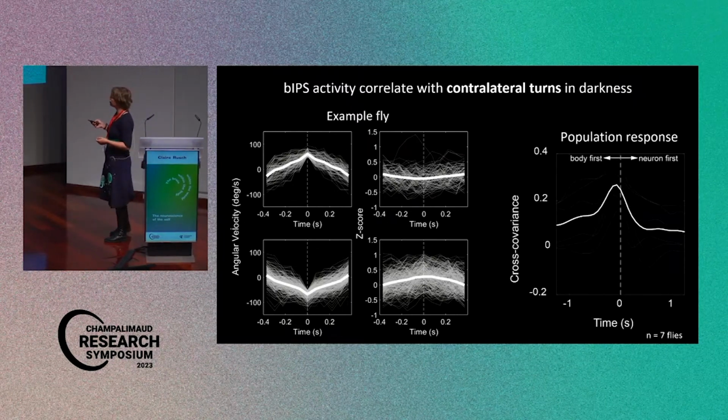And again, if we do the cross covariance between the 2 variables, we can see there is this positive correlation between turning in one direction, so this is only one direction, and the calcium signal.